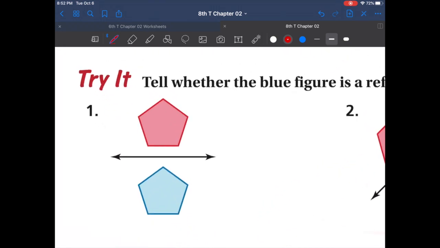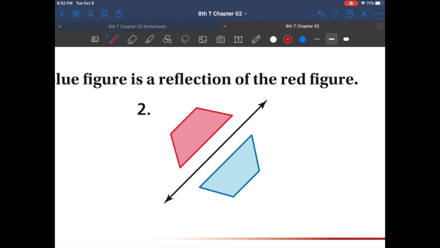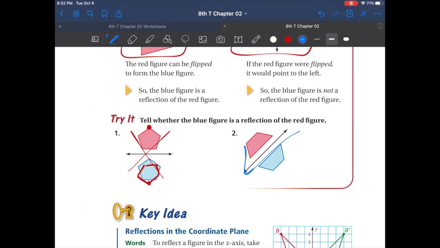All right, here's another one. Is this a translation? Sorry, a reflection. Is this a reflection? No, this one is not, because if it was, this point right here probably should have been somewhere like this. Okay, so that is not a reflection. Is this a reflection? Yes, it is. That is a reflection. All right, let's move on to the good stuff. Example number 2. Perfect.